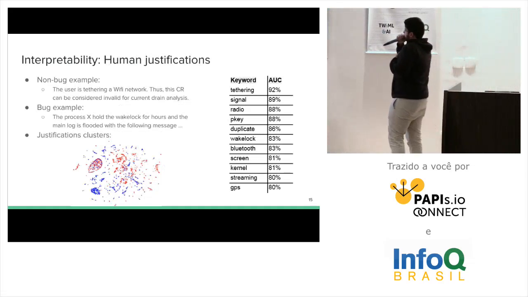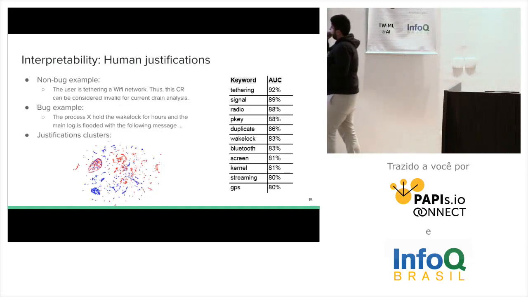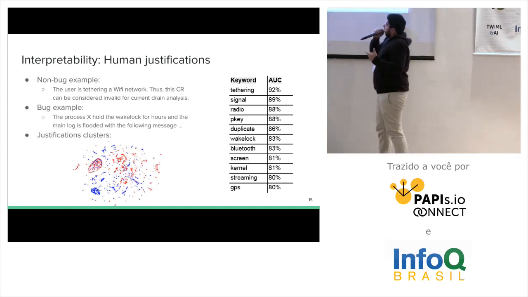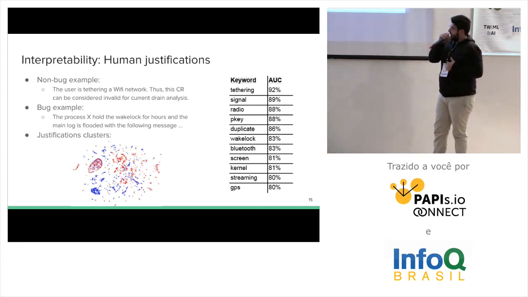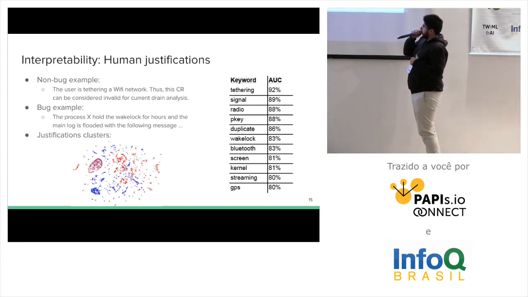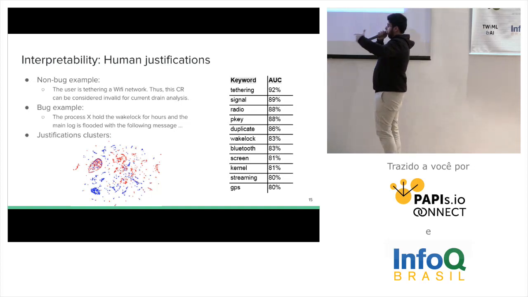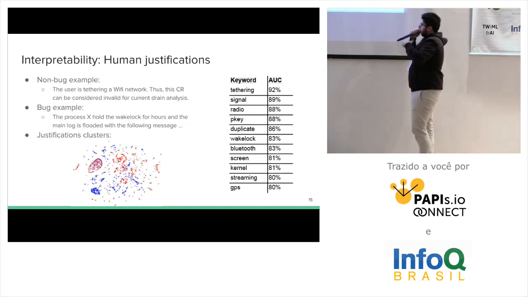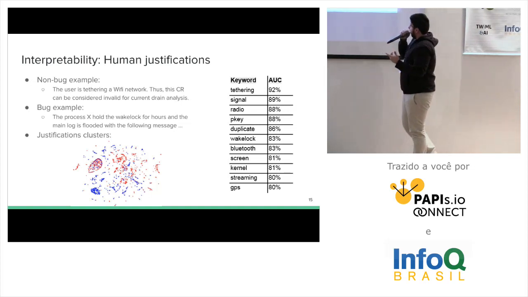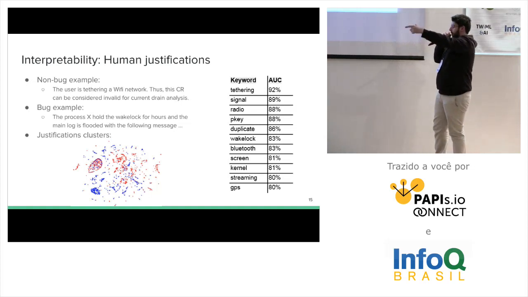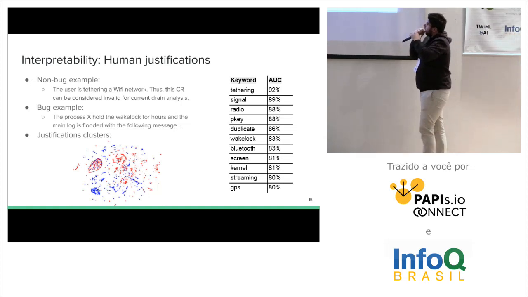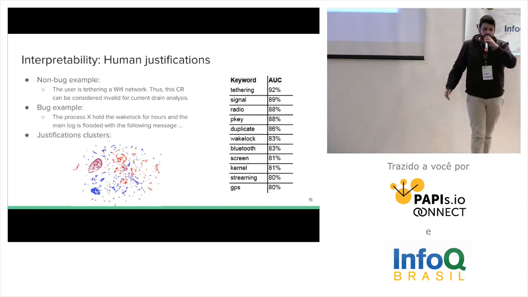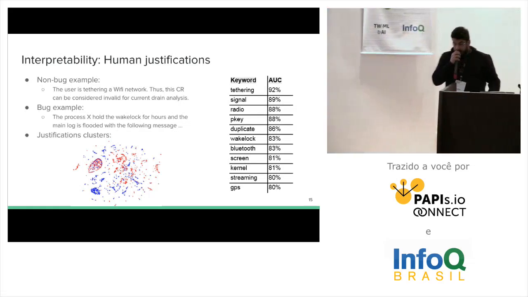For our second attempt at explanation, we take the human justification for a bug or not, cluster these justifications and select a few keywords. We use these keywords as labels for training. We use the features that we extract from the logs, label them with the keywords that we extracted, and classify these keywords.